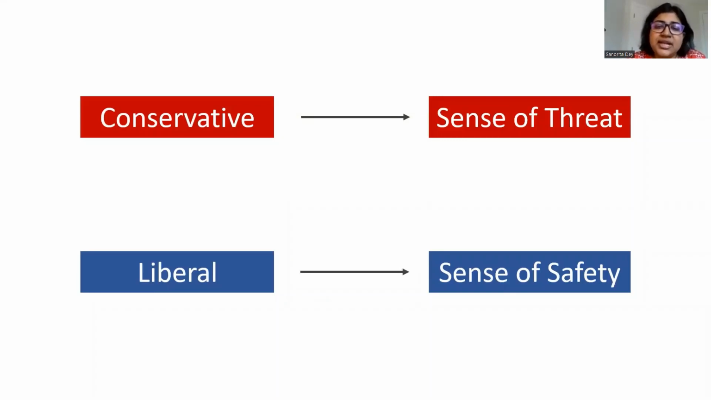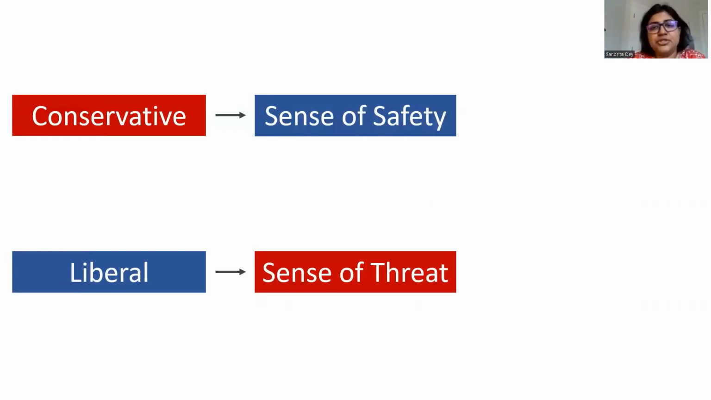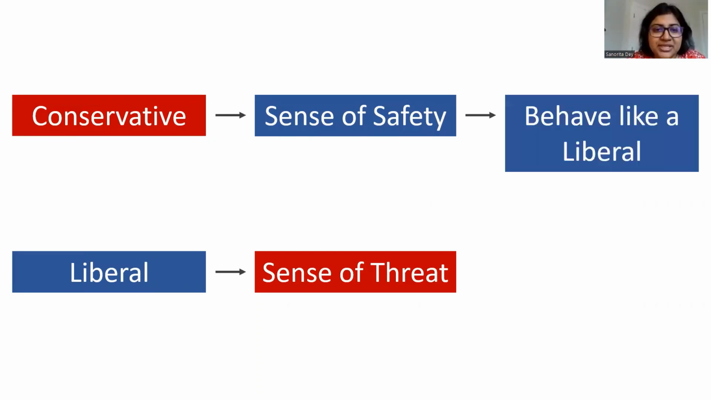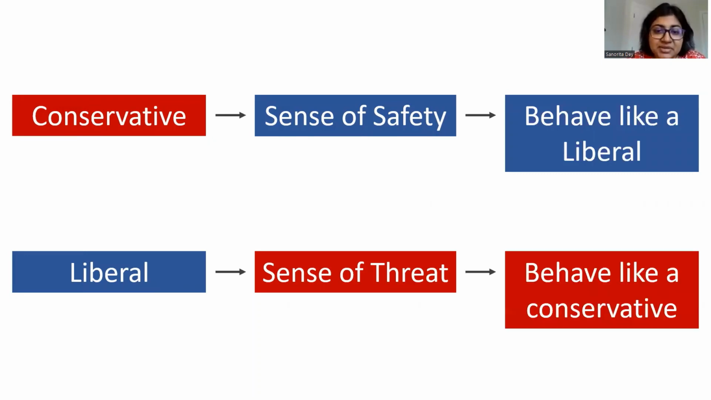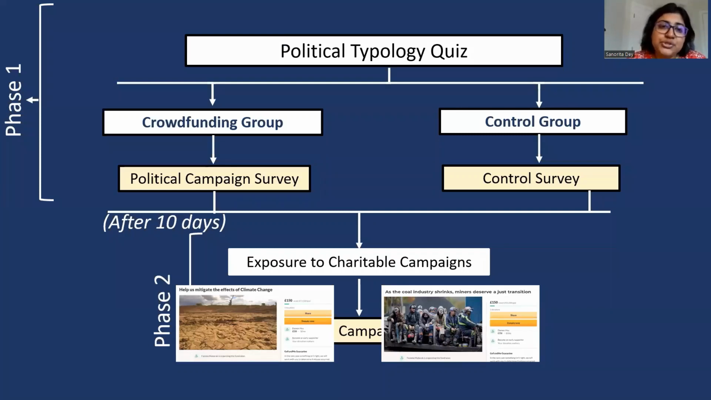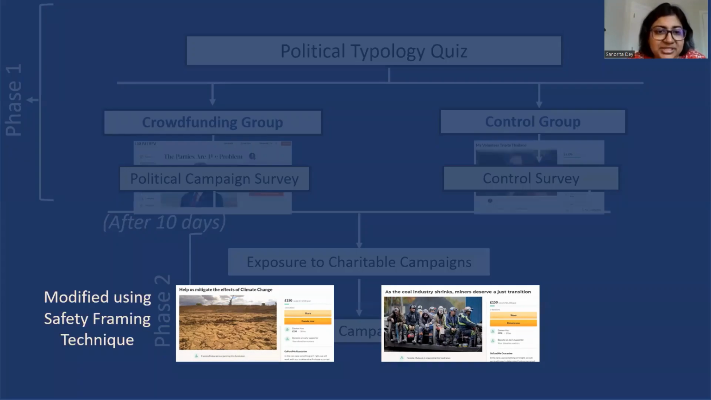It has been found that conservative people get triggered by the sense of threat, whereas liberal people get triggered by the sense of safety. However, if we switch these triggers, that means if we convey a sense of safety through our message to conservative people, they may behave like a liberal person for a certain period of time. Similarly, with a sense of threat trigger, a liberal person may behave like a conservative person. So we took this strategy, we ran the same user study again, but with a twist.